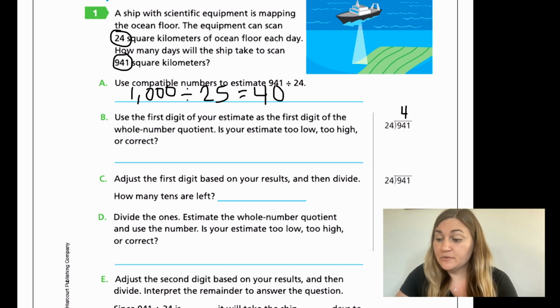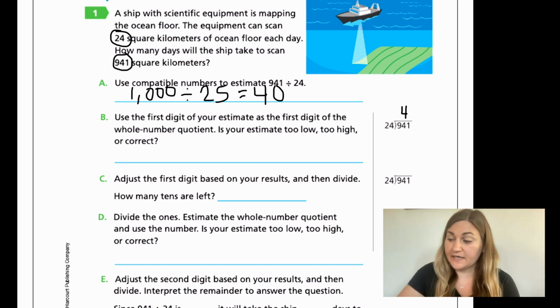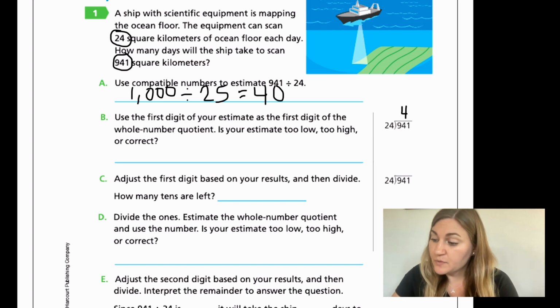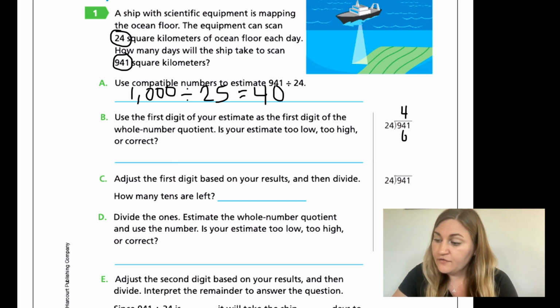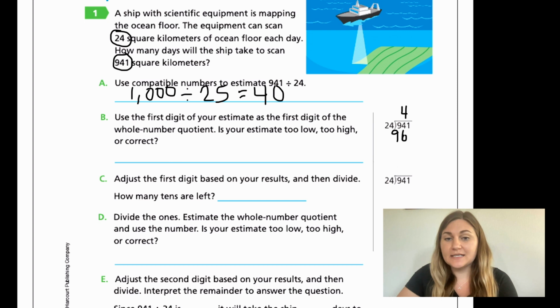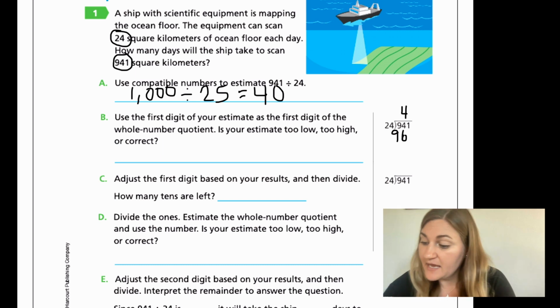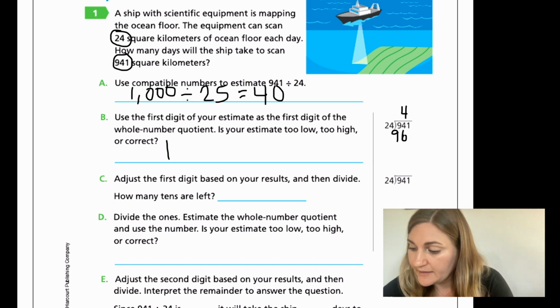Is your estimate too low, too high, or correct? Let's find out. So 4 times 24, so 4 times 4 is 16. If I carry that 1, 4 times 2 is 8, plus 1 more is 9. 96 is bigger than 94, which means my 4 is too large. So what I'm going to say is that my estimate was just too high.